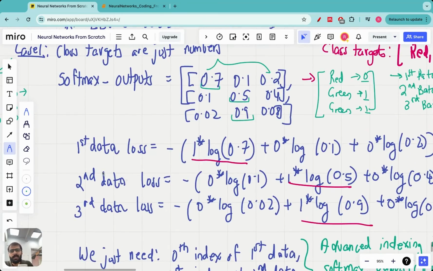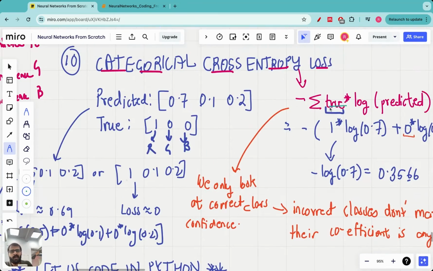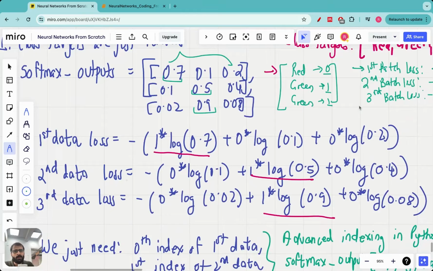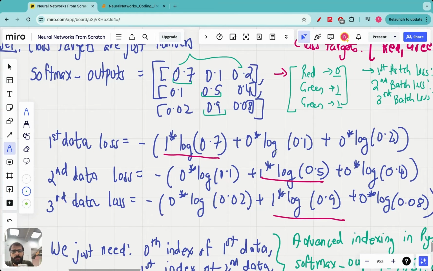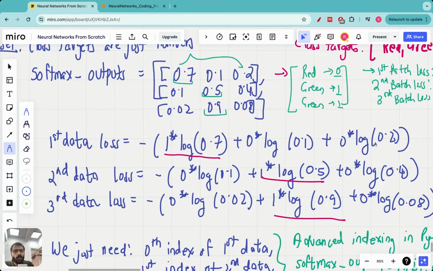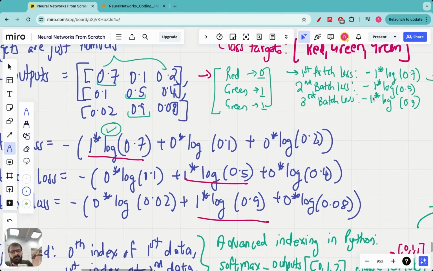So the first data loss, if you use the entire formula of the cross entropy, will be minus 1 into log of 0.7 plus 0 into log of 0.1 plus 0 into log of 0.2. So the only thing which will survive is the first element, which was what we had written over here.